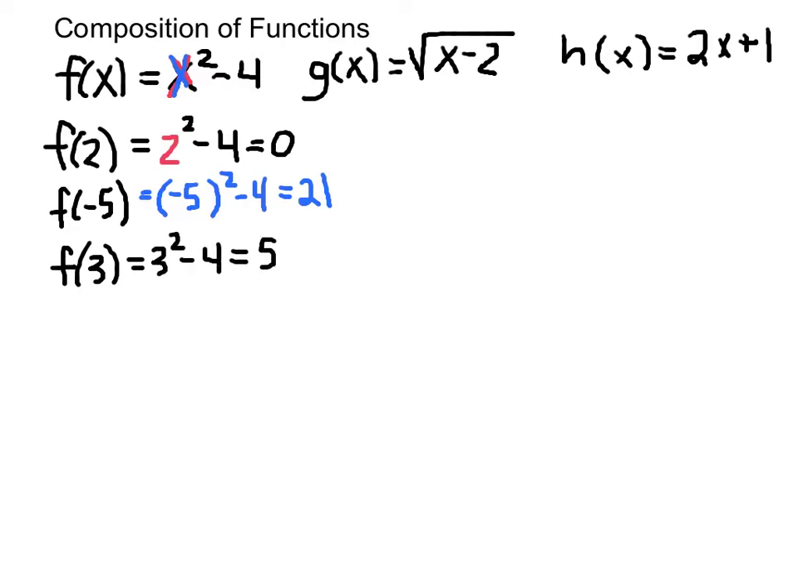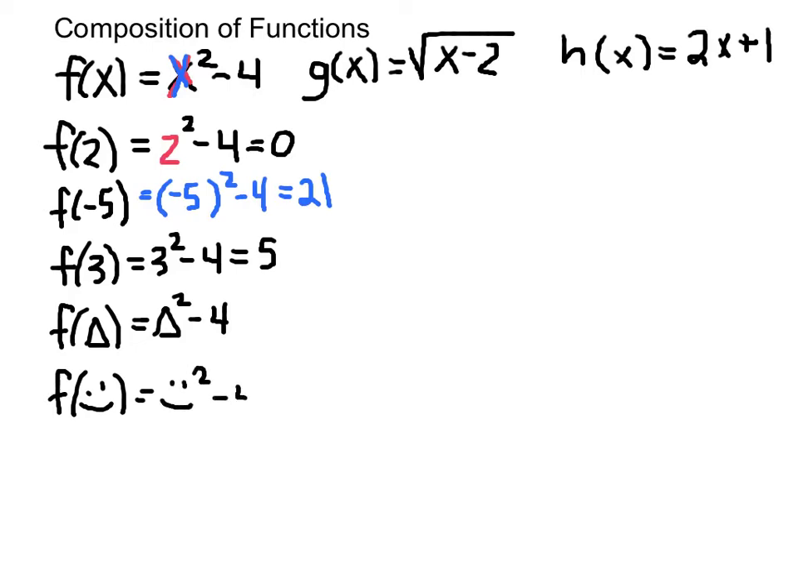which is 5. It gets trickier when you have things like f of delta, that's delta squared minus 4. If you had f of smiley face, that would be smiley face squared minus 4. You have to remember that function notation is asking you to substitute whatever is in the parentheses for x.